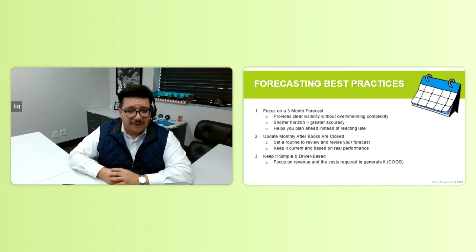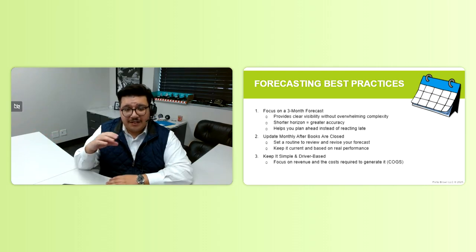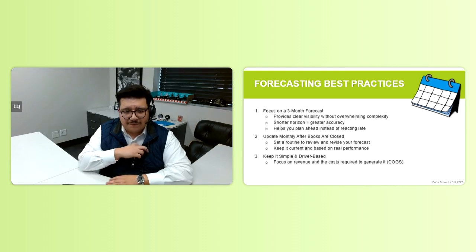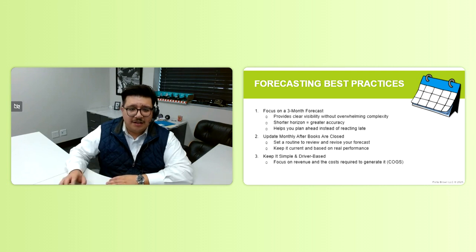And the third tip here for best practices is to keep it simple and driver based. So you want to focus on the big items, right? Focus on revenue, focus on the costs that generate the revenue. You shouldn't be concerned with, hey, am I going to buy $100 worth of paper supplies 2 months from now, 3 months from now? That's not the point of it. You do want to forecast your rent, your payroll, some of these bigger items. But small items that don't really impact the profit and loss that much, I wouldn't focus on. So keep it simple and focus on the revenue coming in and the expenses going out.